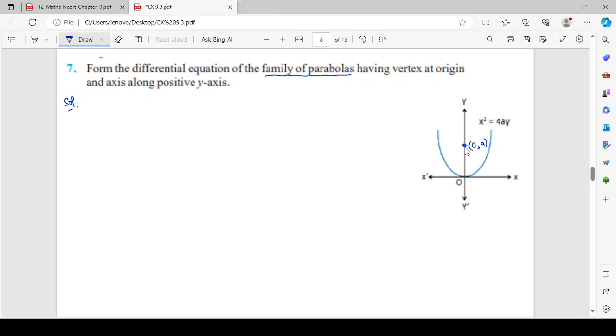Since again here also it is a family of parabolas. Whenever it is a fixed parabola, then a will be fixed. But here the family of parabolas is given. That means the foci is not fixed in this case. So family of equation of parabolas having vertex at origin and axis along positive y-axis.